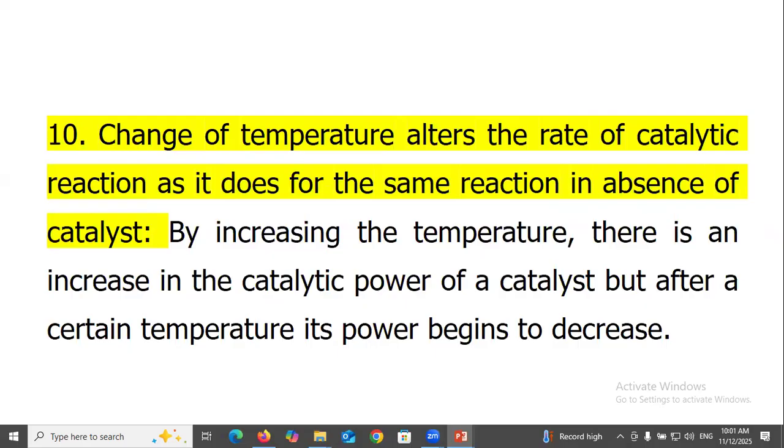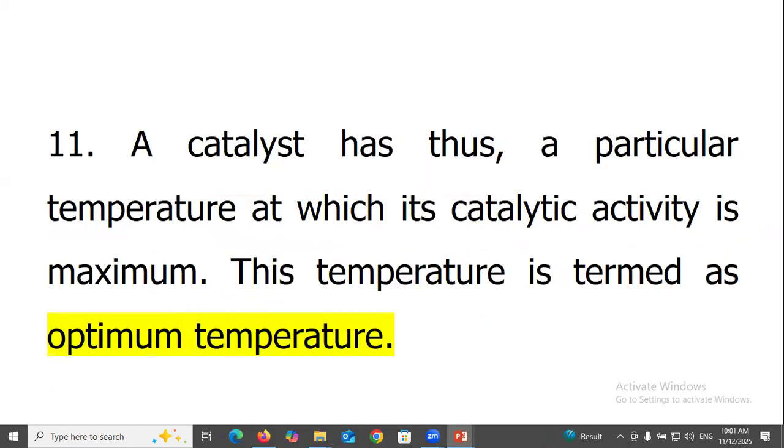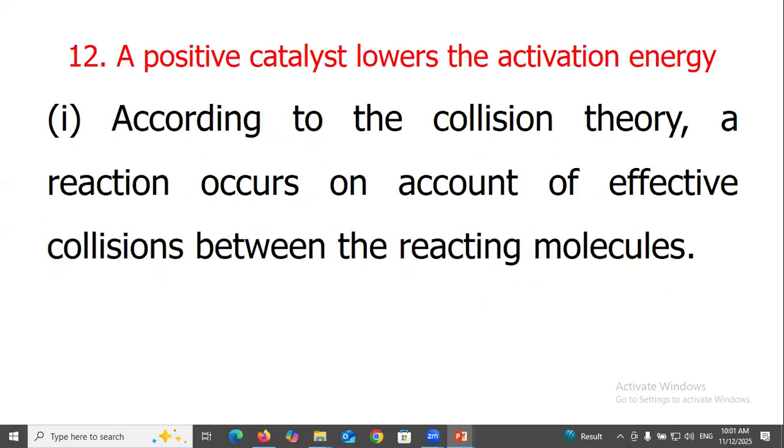Change of temperature alters the rate of catalytic reaction, as it does for any reaction. Thus, for the same reaction in the presence of catalyst, by increasing the temperature there is an increase in the catalytic power of the catalyst. But after a certain temperature, its power begins to decrease. A catalyst has thus a particular temperature at which its catalytic activity is maximum. This temperature is termed the optimum temperature.